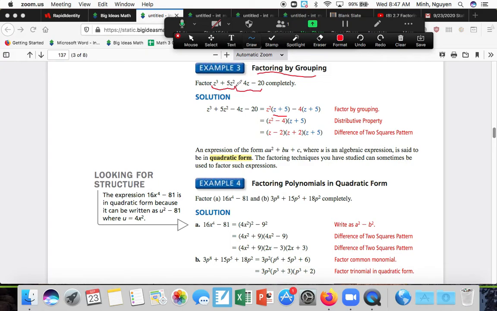And then next, I'm going to look at this second half, and what can I factor from negative 4z and negative 20? I can factor negative 4. And negative 4 times z makes negative 4z, and negative 4 times positive 5 is negative 20. One thing you want to pay attention to is that these parentheses should always be identical.